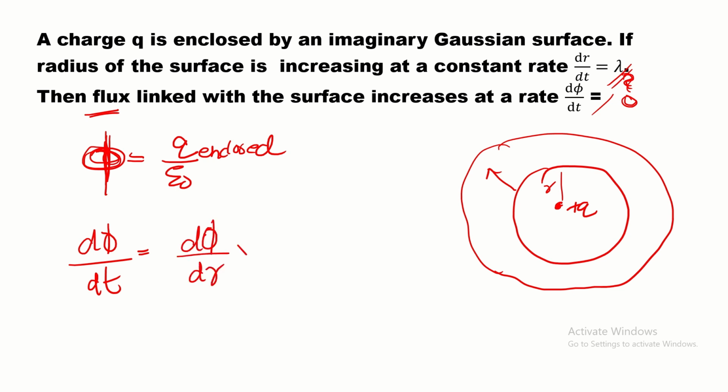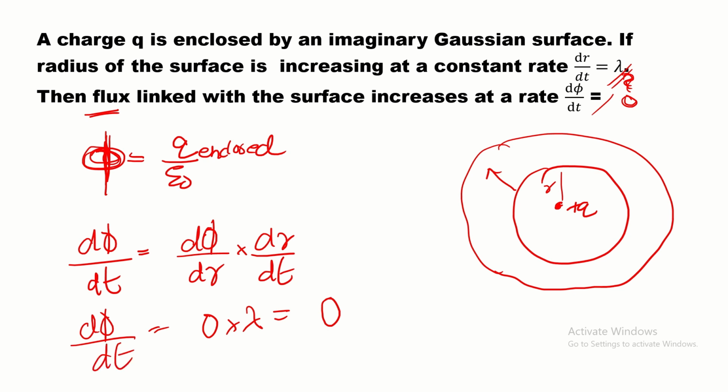And so we can write d phi by dt as d phi by dr into dr by dt. And we know that d phi by dr, as the radius increases, nothing happens to the electric flux, so this would be 0, and dr by dt will be lambda, but 0 cancels out, so we get 0 as the change of electric flux with respect to time. It is 0 because with respect to time only the radius increases and there is no mention of charge changing. So therefore d phi by dt would be 0 for this question.